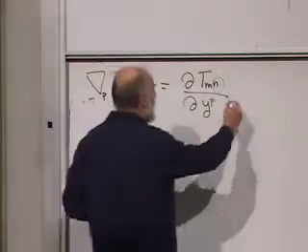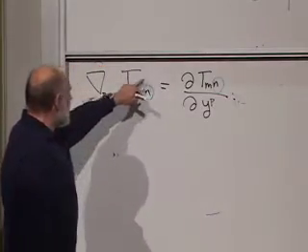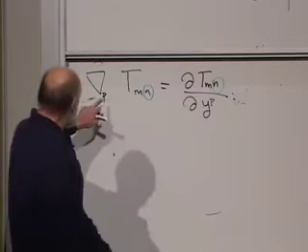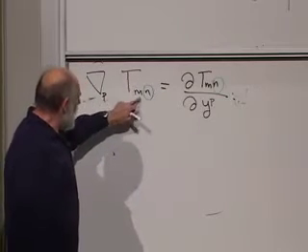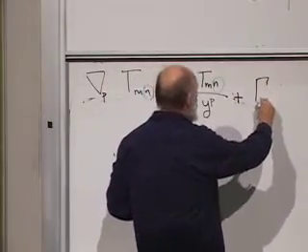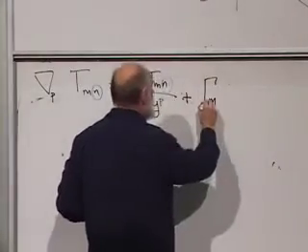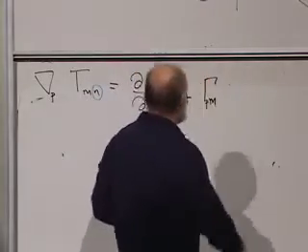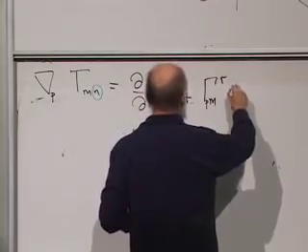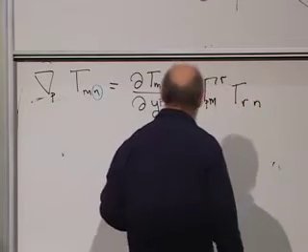The answer would be the derivative of t m with respect to y p. I'm going to just never say n. Derivative of t m with respect to y p plus gamma p m r times t r n. Look what I've done.